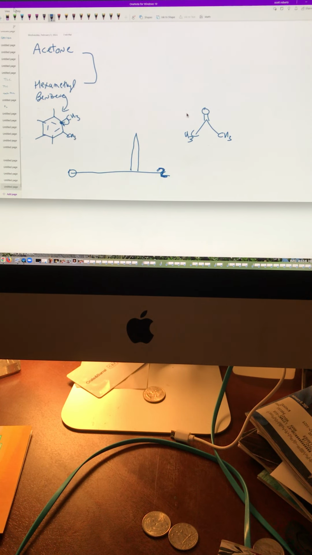You've got 18 hydrogens, folks. So how tall is it?